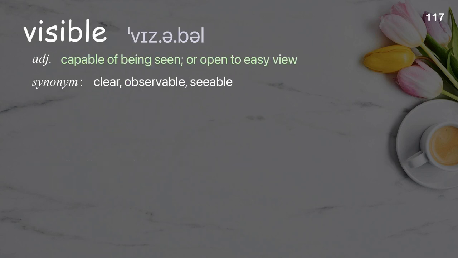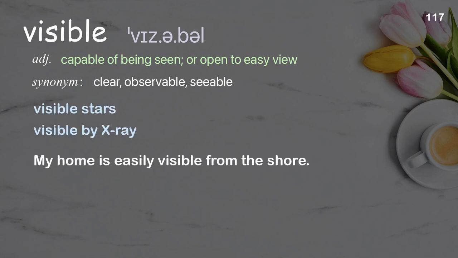Visible. Capable of being seen or open to easy view. Examples: visible stars, visible by X-ray. My home is easily visible from the shore.